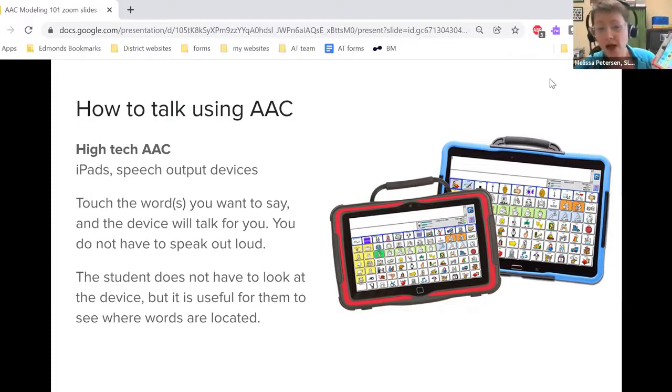You can say the words out loud with your own mouth if you want to, but because the device is saying it, you don't have to. That's just kind of a personal preference. And because the device is talking, the student doesn't even need to be looking at you for this modeling to be useful. It is helpful if they can see the screen so they can see where the buttons are that you're touching, but that's like an extra bonus. It's not necessary.